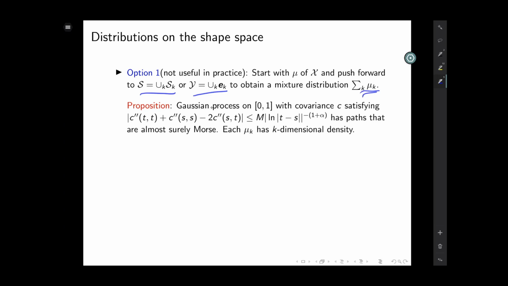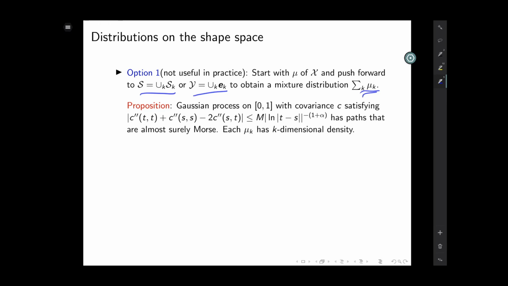So for example, if I start with a Gaussian process or a Gaussian measure on the top space, with a covariance which satisfies these conditions, then every random function from this is effectively Morse. And when I push it down, I get pieces which actually have densities. The push forward actually has density within each of these pieces.